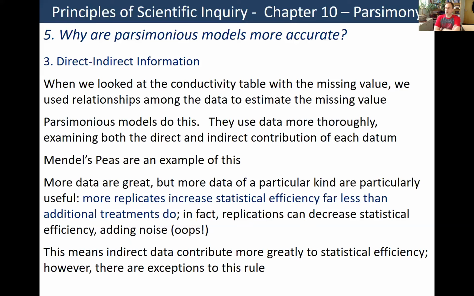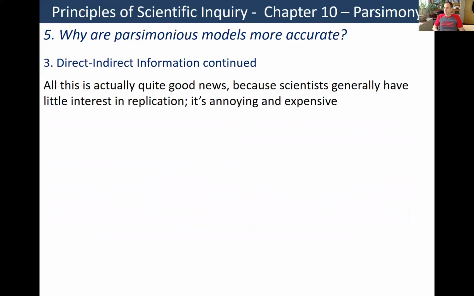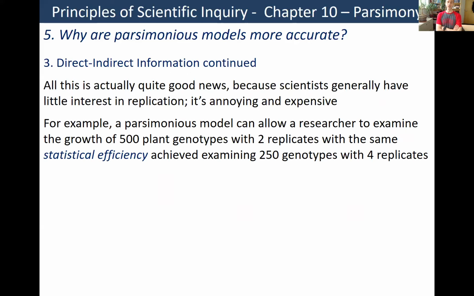So indirect data contribute more greatly to statistical efficiency, which means you have to get less data, or fewer data, excuse me, and you have to pay less, right? So not only is it statistical efficiency, but that equates to monetary efficiency in the end. So this is quite good news because scientists generally have little interest in replication. We don't want to just collect mountains of the same data just to sharpen things up. It's annoying and expensive, and it increases the noise in those models.